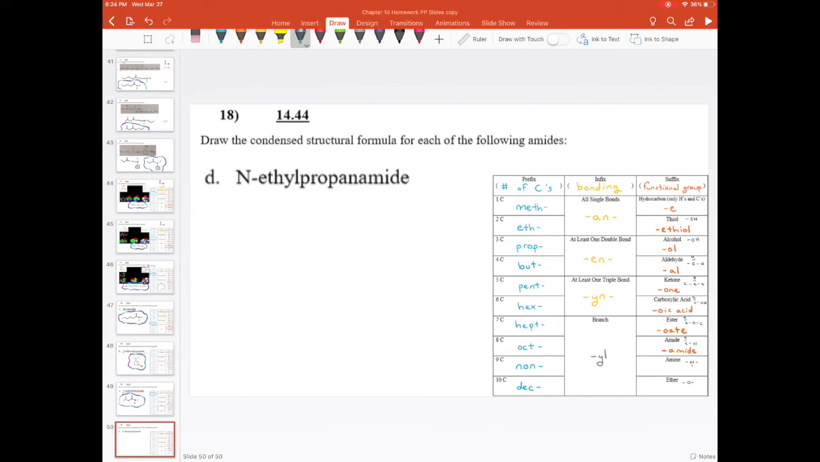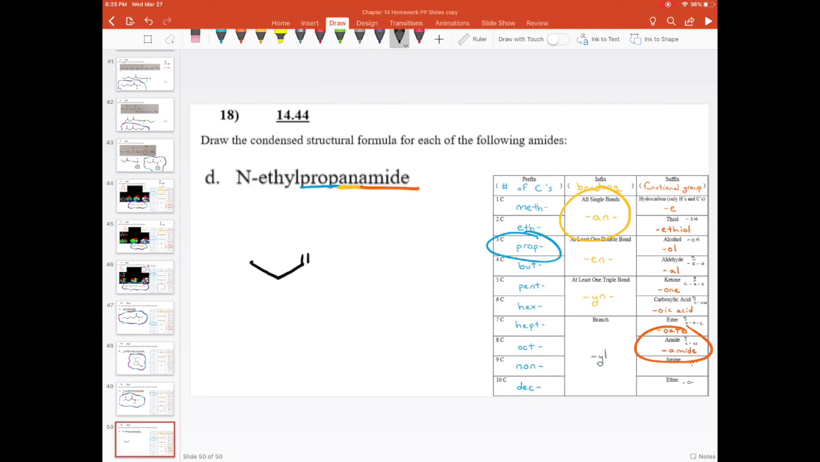Last but not least, let's draw the backbone first. We know that because this ends in YL, that's a branch, and so the backbone is propanamide. The prefix is prop, so we're dealing with 3 carbons. So we've got 1, 2, 3. All right. In between those carbons are all single bonds, and so the infix is AN. That's represented by the AN. And the suffix is amide, which is telling us we have an amide. You put the amide on the end.